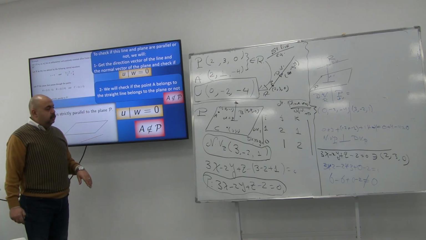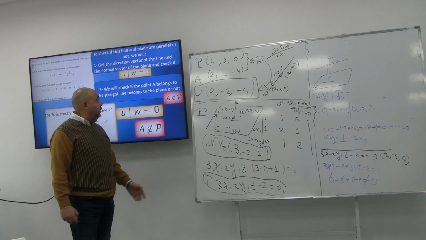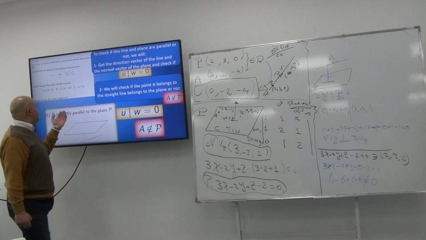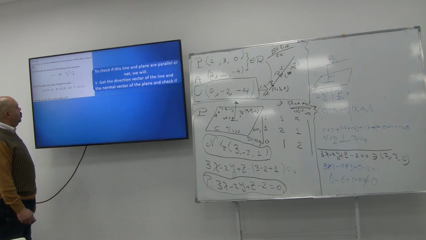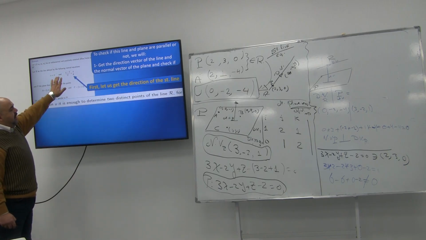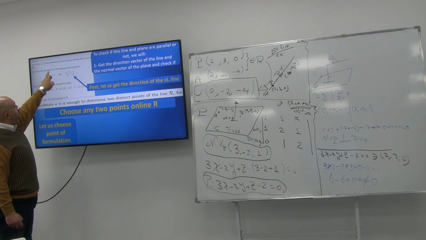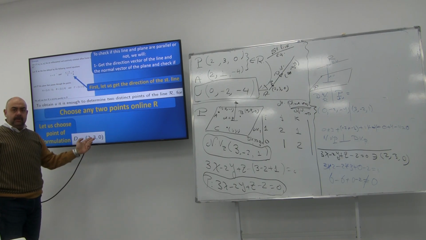Second step, to use the point from the straight line and substitute in the equation of the plane. Unfortunately, I don't have the equation of the plane as I have 3 points. So first of all, I have to get the equation of the plane. Once more, let's get first the direction ratio of the straight line. From here, I have a point which belongs to R, which is simply 2, 3, and 0. So this is point number 1: 2, 3, and 0.